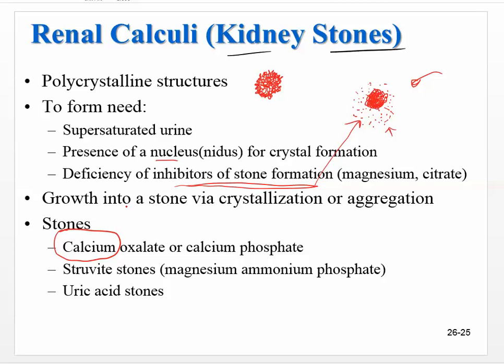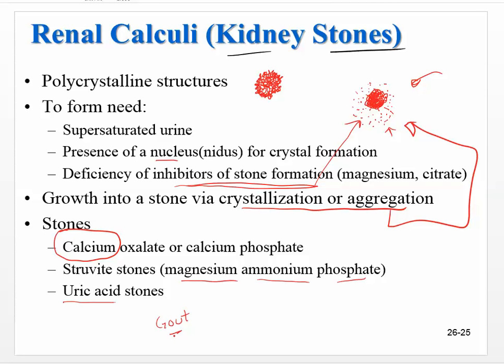Okay, so growth into a stone via crystallization or aggregation, that's kind of what I was just talking about with all of this. And the stones can be calcium oxalate, calcium phosphate, struvite stones, which are magnesium ammonium phosphate, and then uric acid, which is also associated with gout, which is also the formation of crystals.